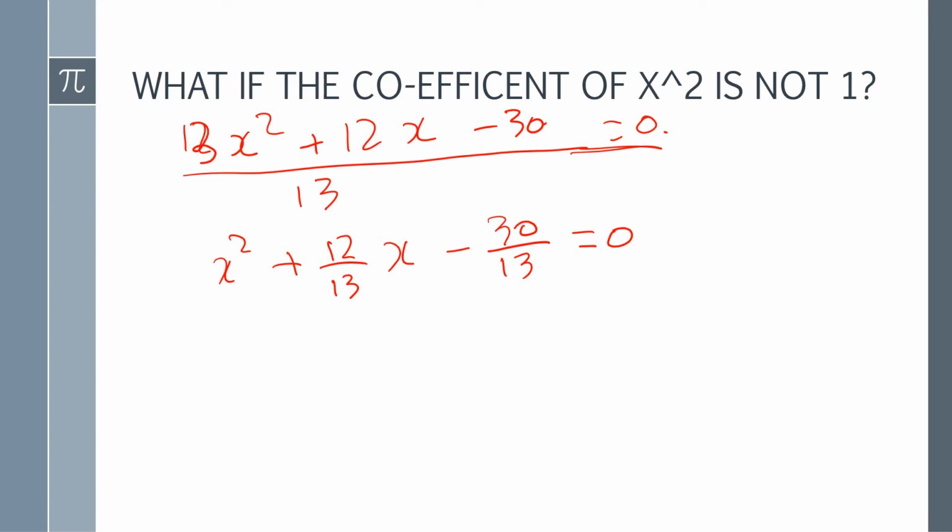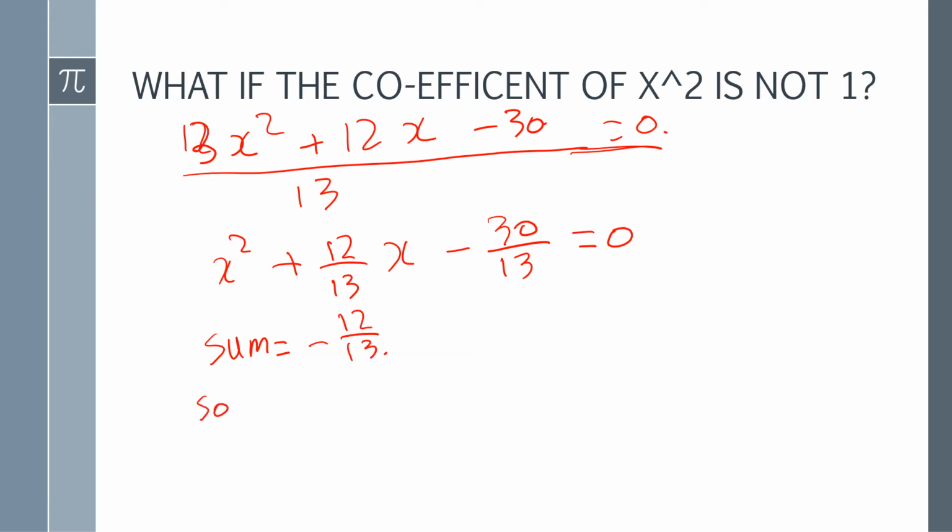If you have a number in here, imagine it's not 0, you still divide by 13, because you cannot divide this side by 13 and forget about this side. It's going to give you wrong answers at the end. So anyway, you're going to do the same steps. Sum is going to be minus 12 divided by 13.